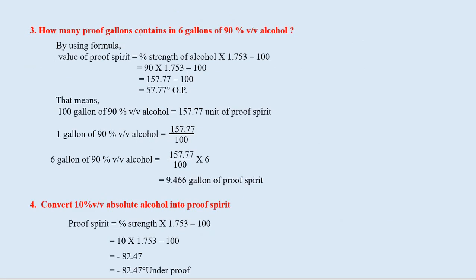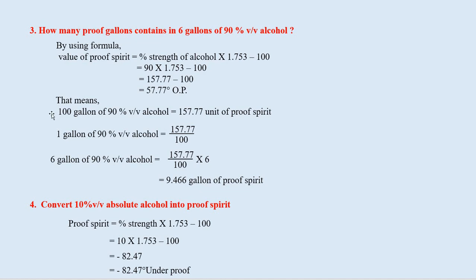How many proof gallons are contained in 6 gallons of 90% volume by volume alcohol? Gallon is nothing but the empirical unit for volume. The value of proof spirit is equal to percentage strength of alcohol times 1.753 minus 100. Percentage strength is 90, so putting the value in the formula, 90 times 1.753 minus 100, which is 157.77 minus 100. So the resultant value is 57.77 overproof.